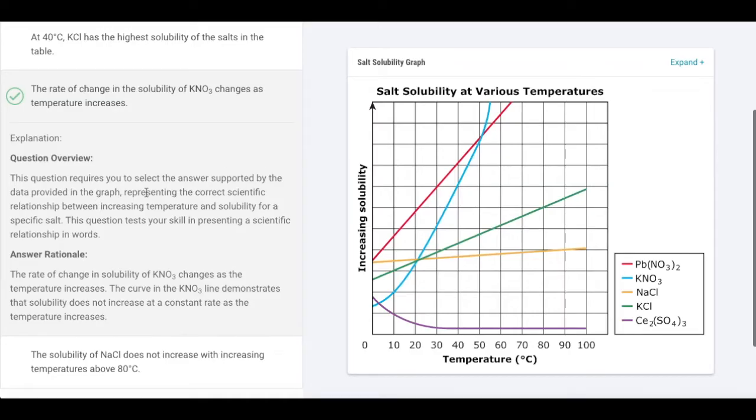So here's the explanation and the answer rationale. It says that the rate of change in solubility of KNO3 changes as the temperature increases. The curve in the KNO3 line demonstrates that solubility does not increase at a constant rate as the temperature increases. You could pause the video and read this, but I'm going to explain what it means. Remember, the KNO3 line is the blue line, and we can see that it's curved. There's a curve right here.